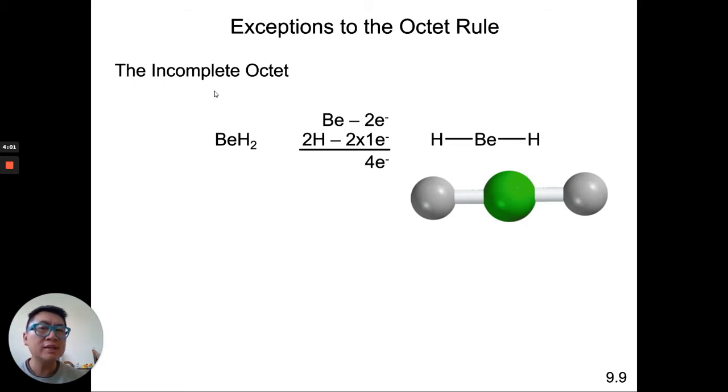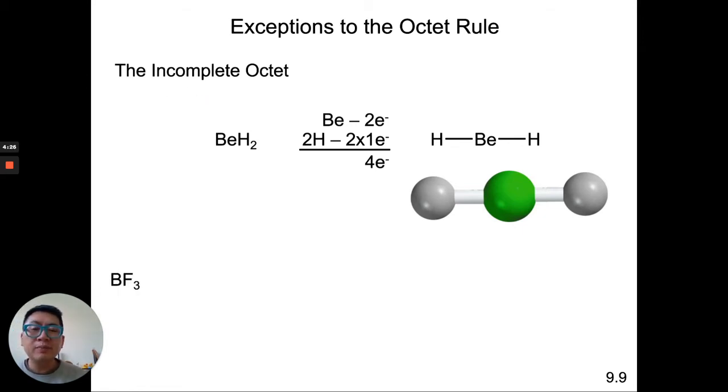Usually, incomplete octets occur where the center element, like beryllium, is a group 2 or 3 element. But that doesn't have to be the only case. Many times, incomplete octets include elements like beryllium, a group 2 element, or group 3A elements being the center element. Many times they will be incomplete octets. Doesn't mean it will have to be.